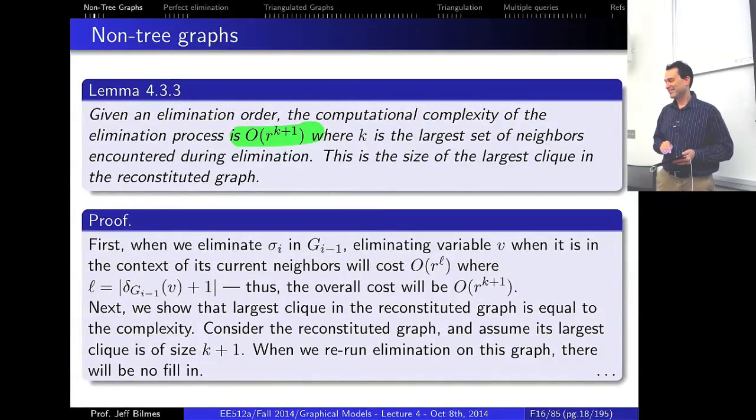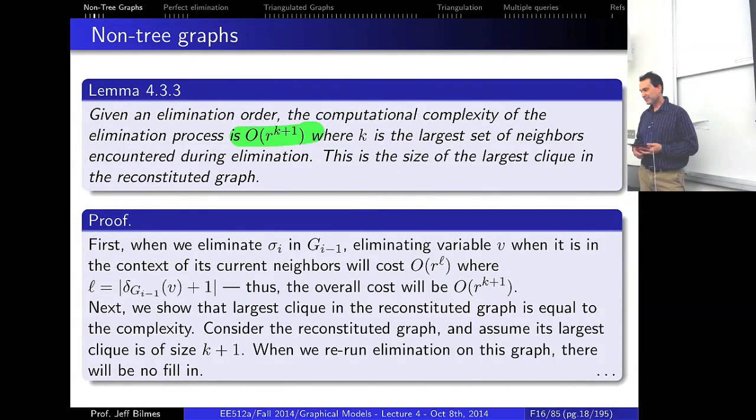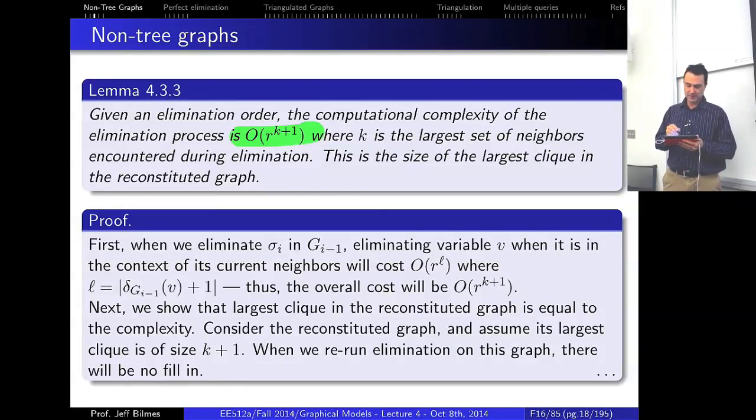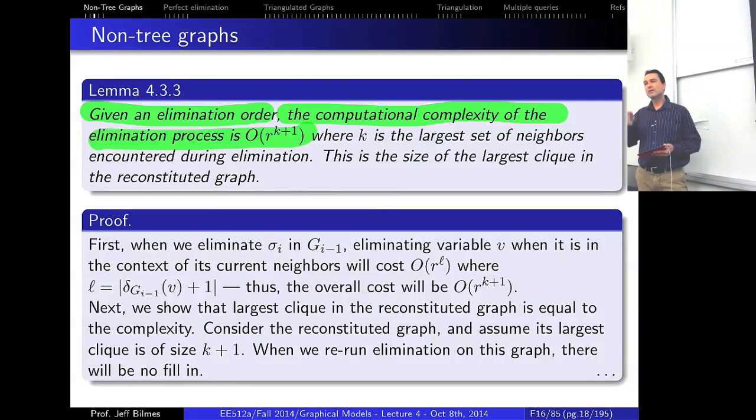Since you already understand this, let's move on to the next one. So, okay, here's the next lemma. Basically what it's saying is that given an elimination order, so we've got some ordering of the variables, the computational complexity of the elimination process is order r to the k plus 1. Remember, all random variables take on r values for simplicity. And you're right, we're not talking about n right now. We're just talking about the worst case complexity. So n is a constant from the perspective of this discussion.